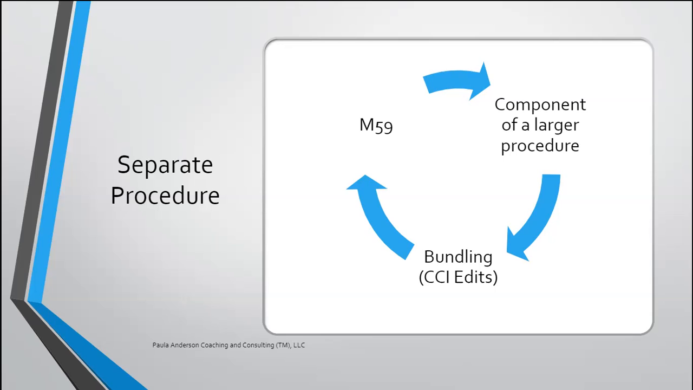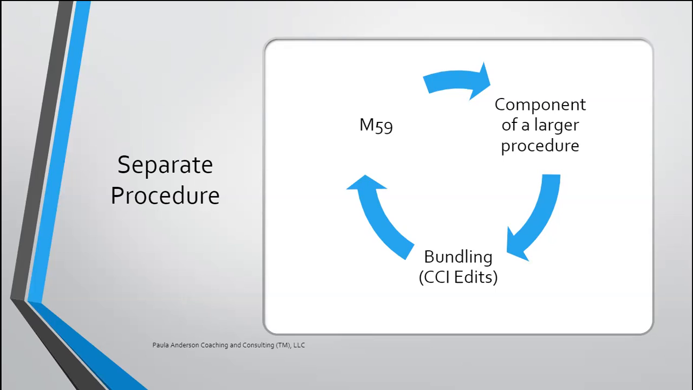But you also have your CCI edit. So you can go to the National Correct Coding Initiative website, and it has a listing of all the CCI edits based off of the chapter. And you can find out what codes are bundled using those CCI edits. So I highly recommend that you do that.